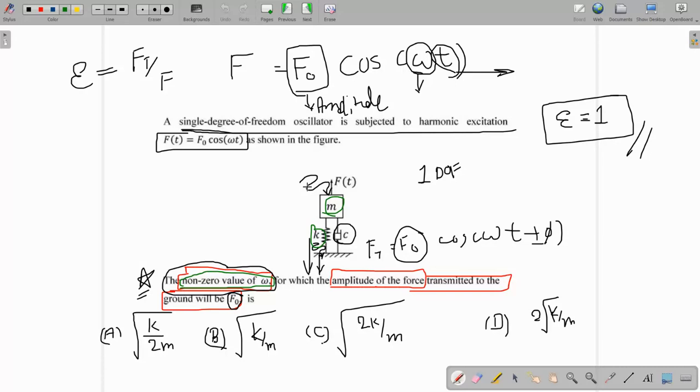Okay, if the system oscillates at the natural frequency, then you cannot say that transmissibility should always be 1. This is not always true. Okay, so that's why don't be trapped in option B. Okay, so our answer is option C.